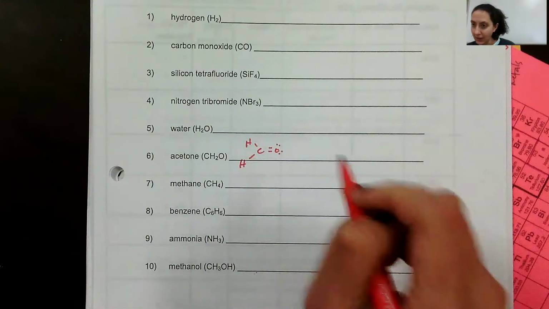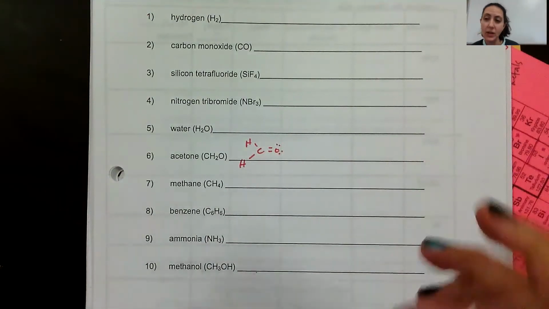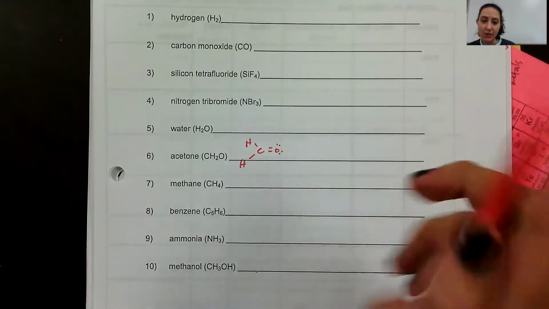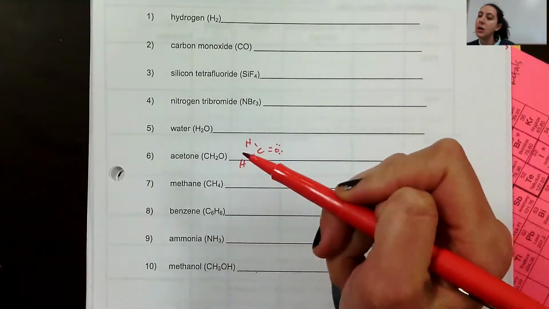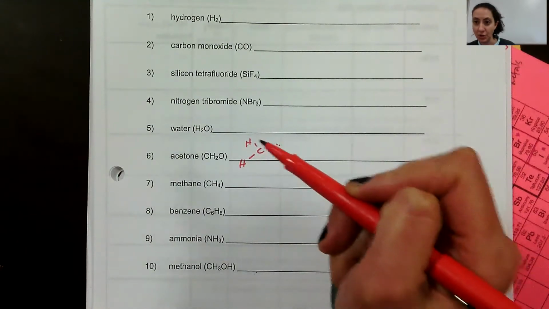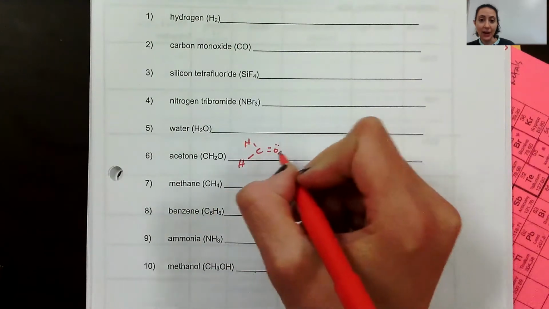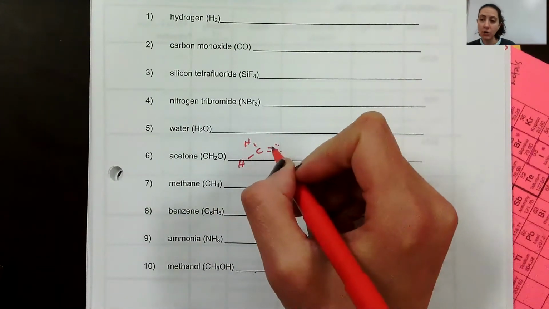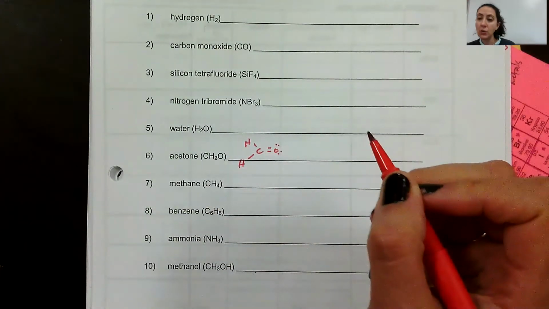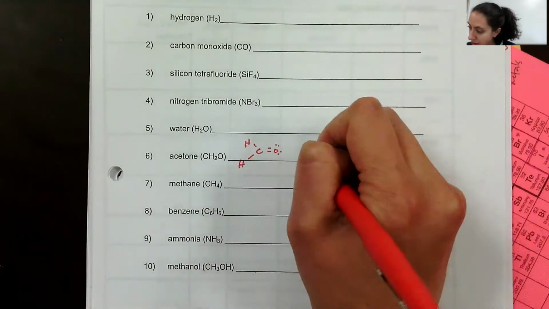Now, because it's polar, it's going to have dipole-dipole. But the question is, does it have hydrogen bonding? Remembering our definition of hydrogen bonding, we have to have hydrogen atoms that are bonded to oxygen, nitrogen, or fluorine, which this doesn't have. Now, these hydrogens are going to interact with the oxygens of other acetone molecules, but it's not hydrogen bonding. So it's actually just dipole-dipole.